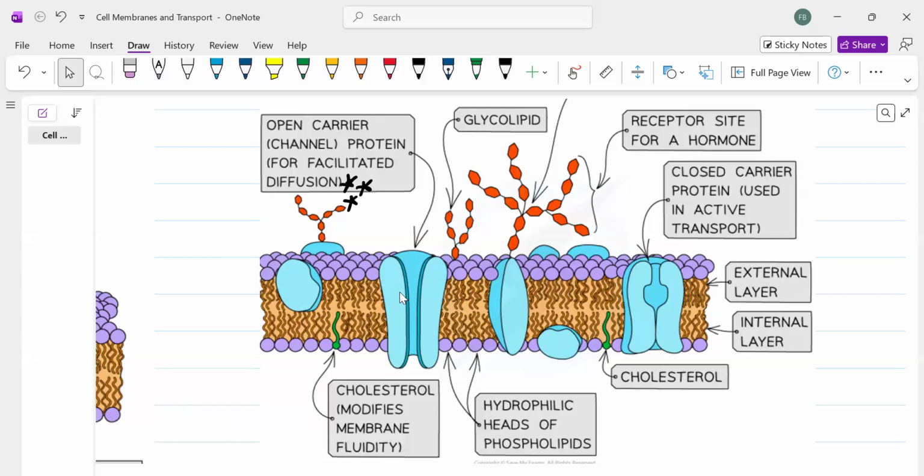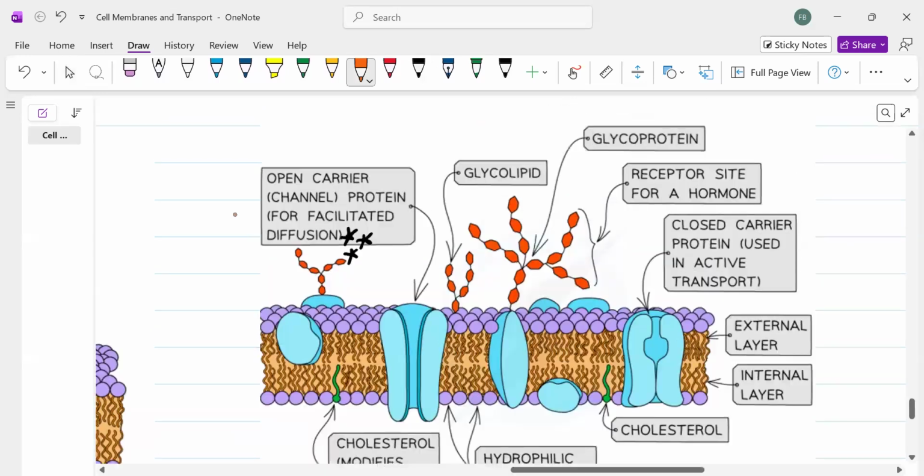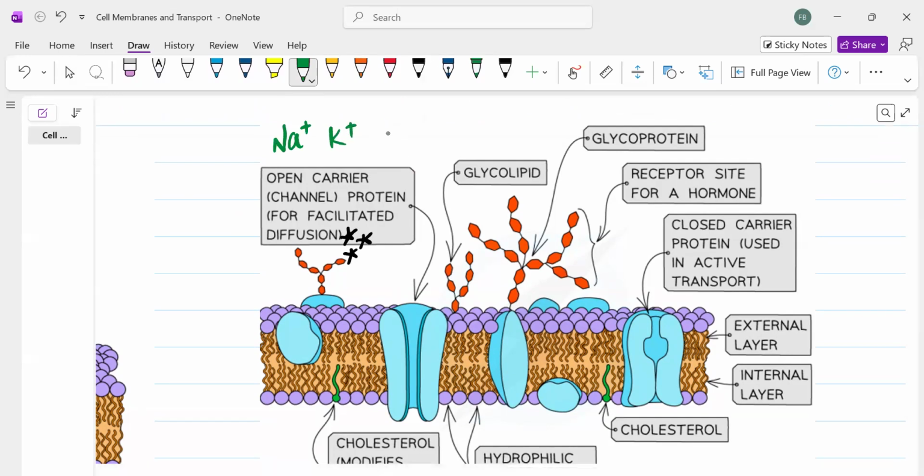Just for example, the potassium ions or sodium ions. If you have a sodium ion or potassium ion, you know how they move? They move through the channel proteins, and the calcium ions, they all move with the help of channel proteins. Where does facilitated diffusion take place? In the cell membrane? Yeah, in the cell membrane. Over here. Okay.